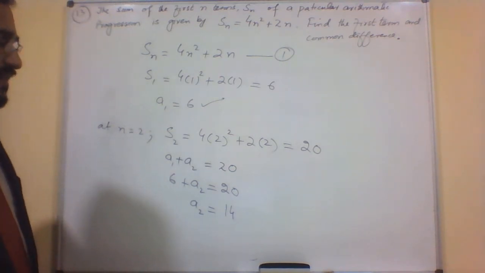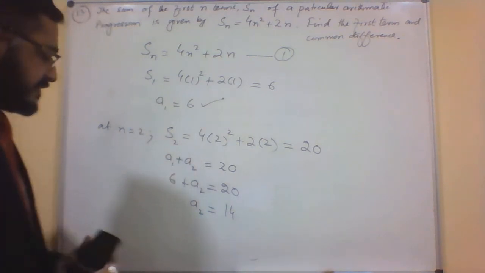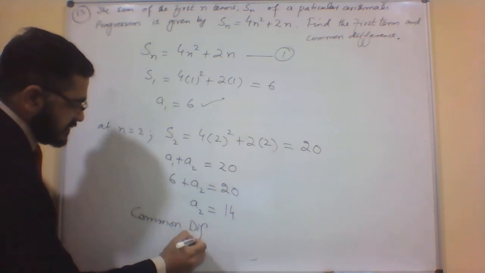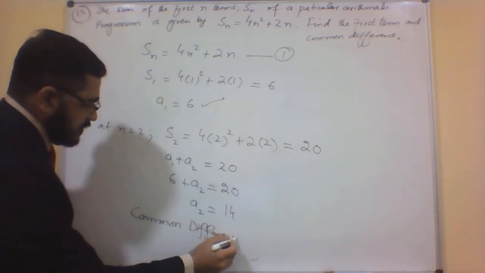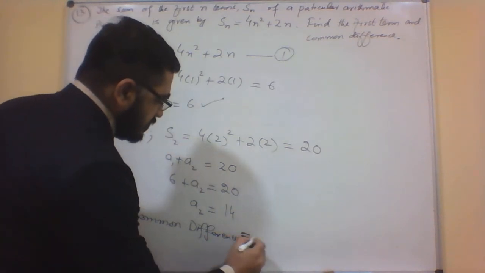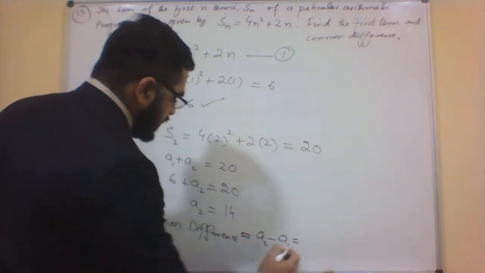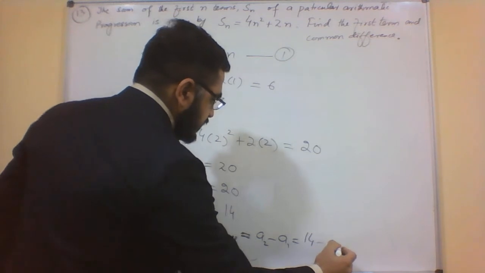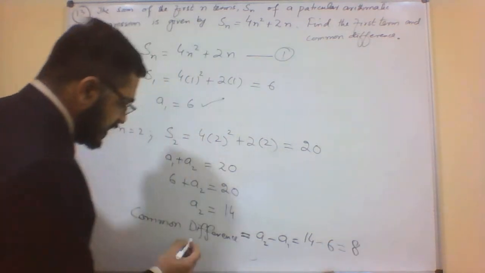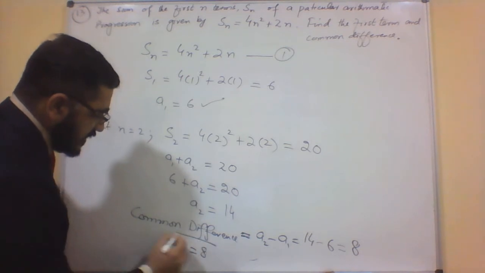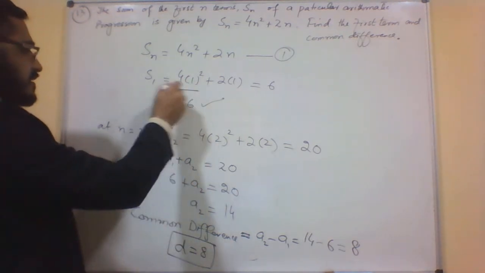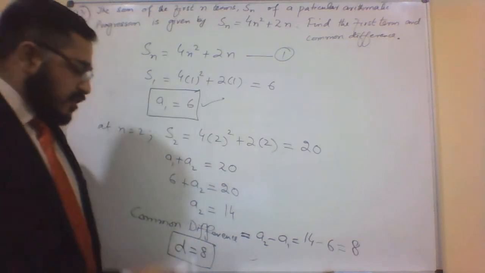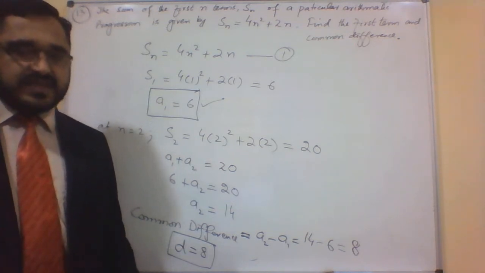Now the common difference we can easily get. What will be the common difference? Common difference is equal to second term minus first term, A2 minus A1. A2 here is 14, minus A1 which is 6. 14 minus 6 will be 8. It means the common difference d is 8. This is the answer. The required things were the first term and the common difference. The first term here is 6 and the common difference is 8. This is the complete question.